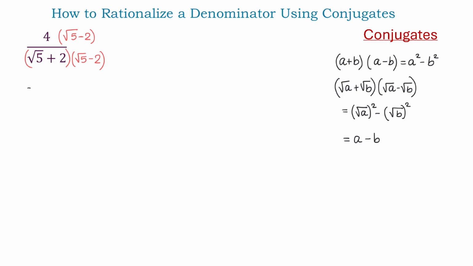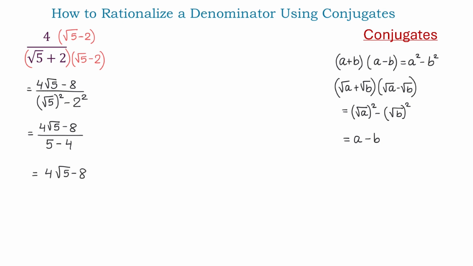Then in the numerator, if we distribute, we will have 4 square root of 5, and then 4 times negative 2 is negative 8. In the denominator, we will have square root of 5 squared minus 2 squared. Then in the numerator, we will still have 4 square root of 5 minus 8, and in the denominator, square root of 5 squared is 5, and 2 squared is 4. Then because 5 minus 4 is 1, the result will be 4 square root of 5 minus 8.